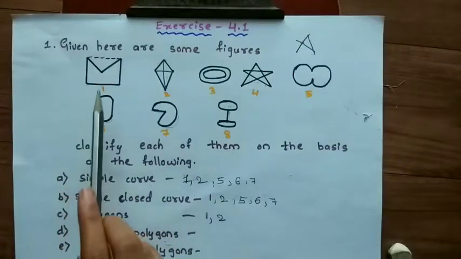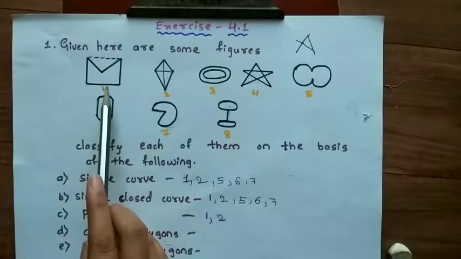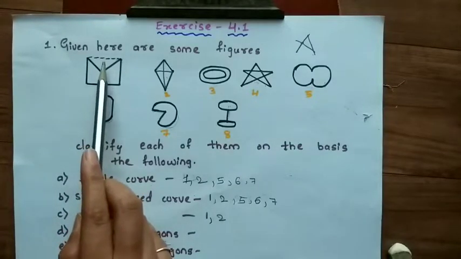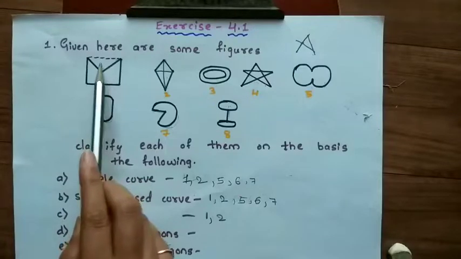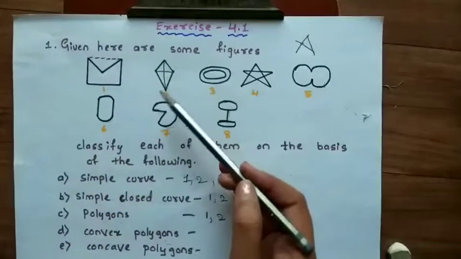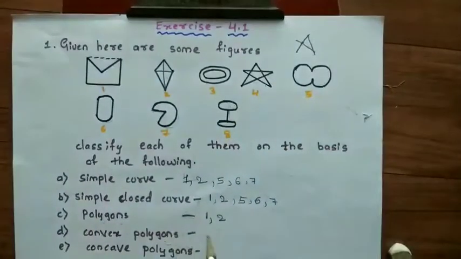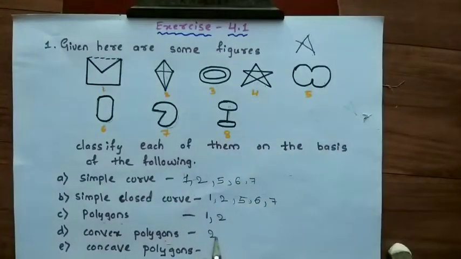In the first figure, if we draw the diagonals, they will be outside of the figure. That is not said to be a convex polygon. In the second figure, we can easily draw the diagonals inside of the figure. Then figure 2 is said to be a convex polygon.